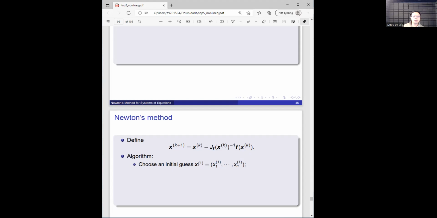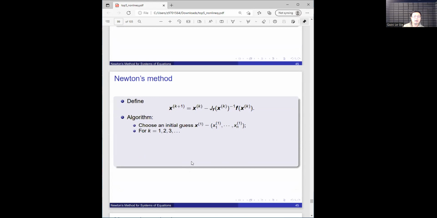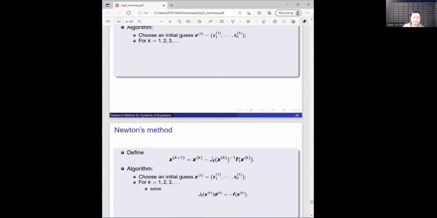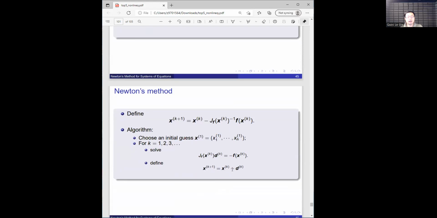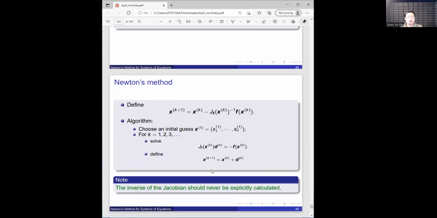Now the algorithm is, you choose the initial guess x1, and then every time, the problem with this one is you don't want to compute the inverse matrix explicitly, because inverting a matrix is always an unstable process. So in order to implement this without computing the inverse, you solve this equation. dk is a solution of J dk equal minus F of xk, in order to avoid the numerical instability. And then you define xk plus 1 equal to xk plus dk. So dk is a solution of this one, and that is how it works. The inverse of the Jacobian should never be explicitly calculated.